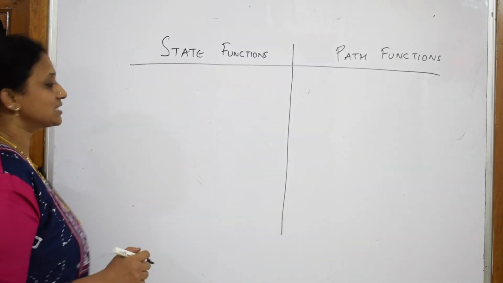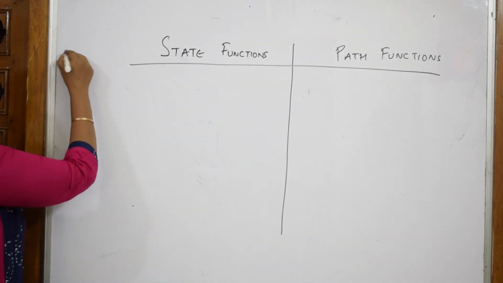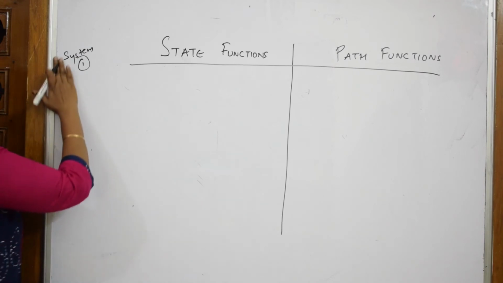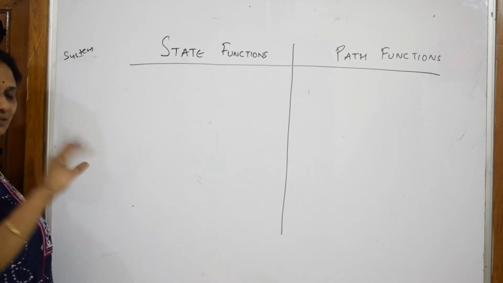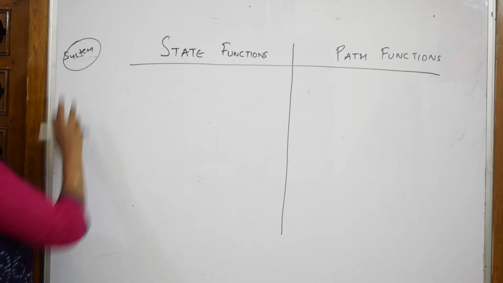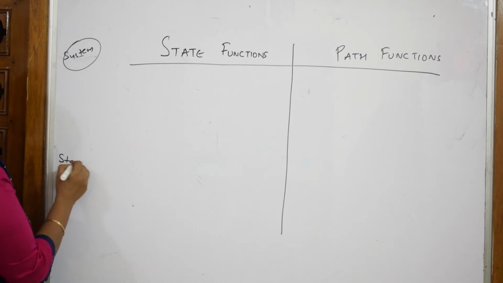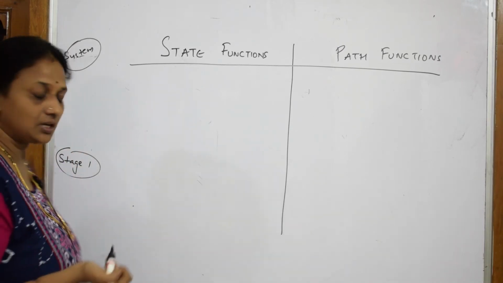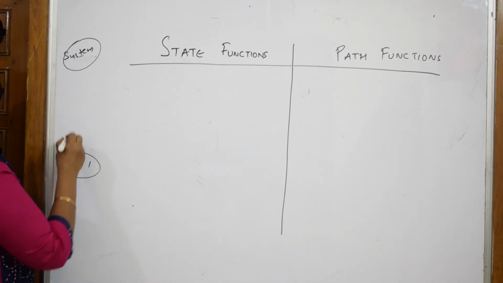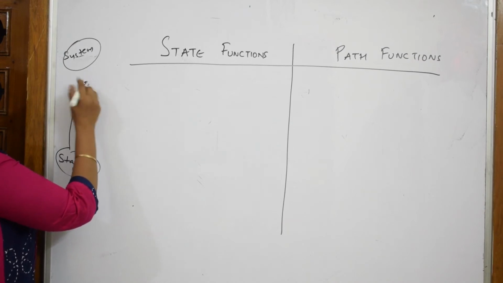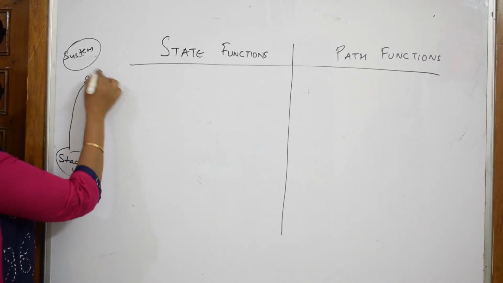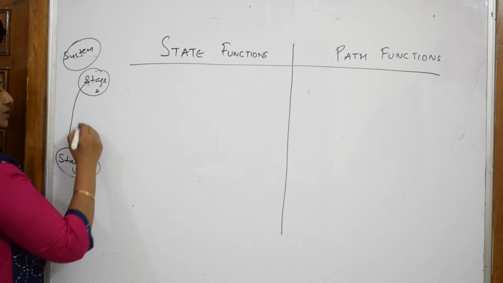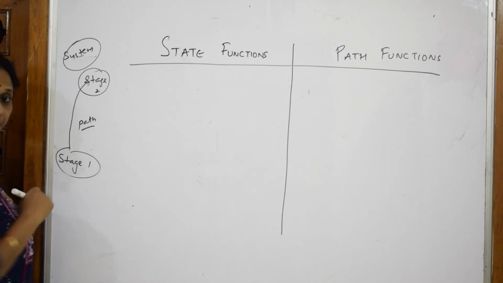Suppose there is one system, this is one part which we are going to study. This is at stage 1. It has initially started the reaction. Once you start heating from stage 1, this system is going to go through a path to stage 2. That whole thing is called the pathway or the path.